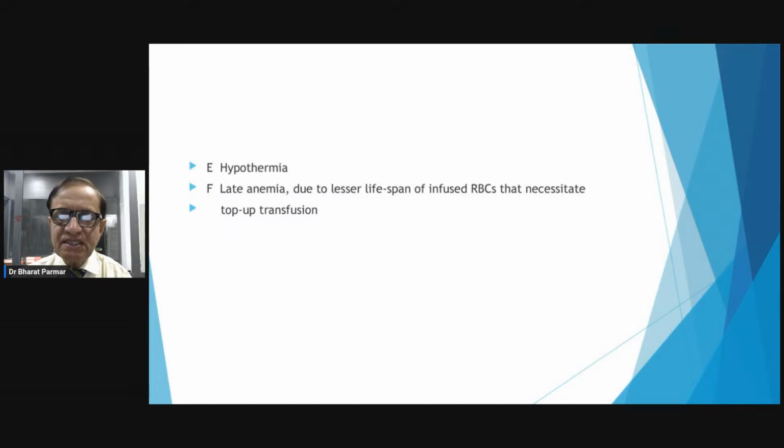Also, due to exchange transfusion, there is hypothermia, and there is another complication: late anemia due to the lesser lifespan of infused RBCs, which necessitates top-up transfusion.